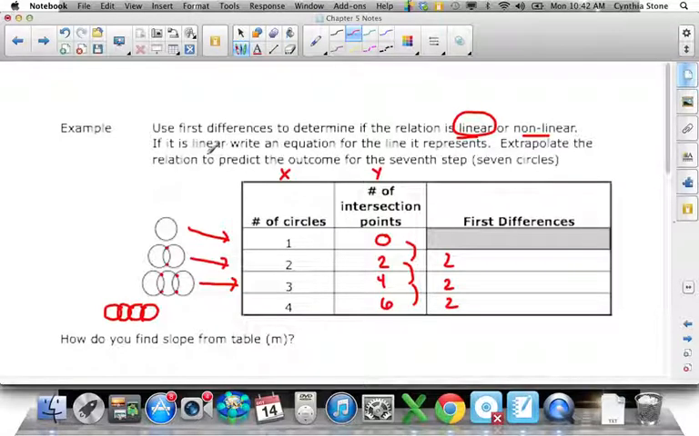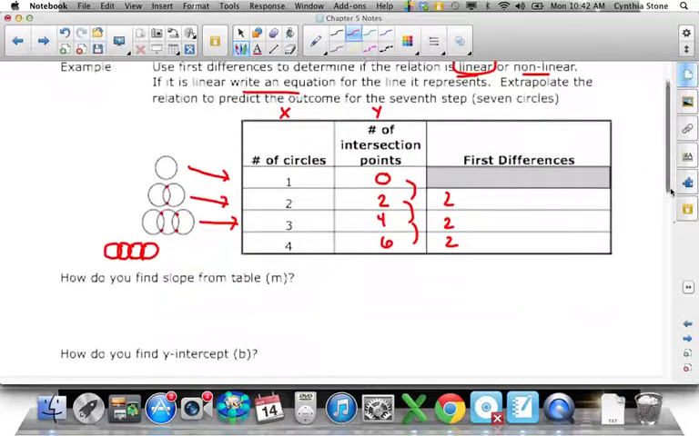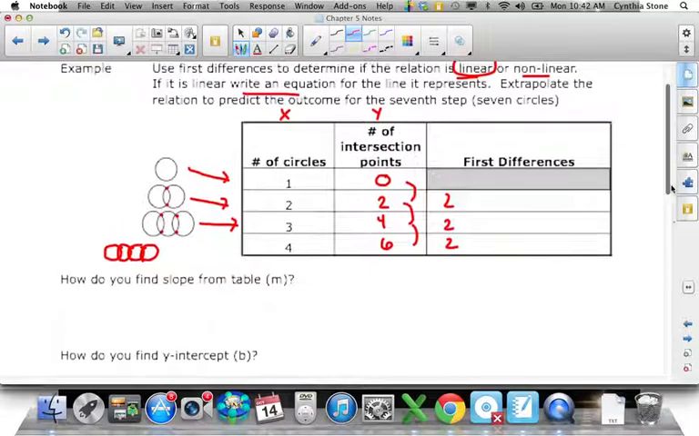If linear, write an equation for the line it represents. We need to come up with the equation. Well, the equation, we need y equals mx plus b, right? So first the slope. The slope is the first difference if x goes up by 1. X goes up by 1 every time, right? 1, 2, 3, 4. So m is going to be my first differences.